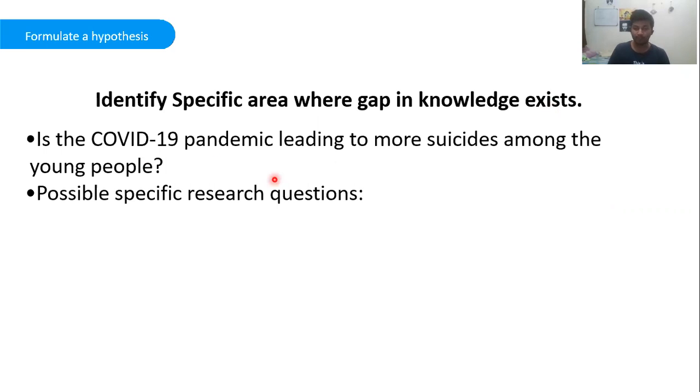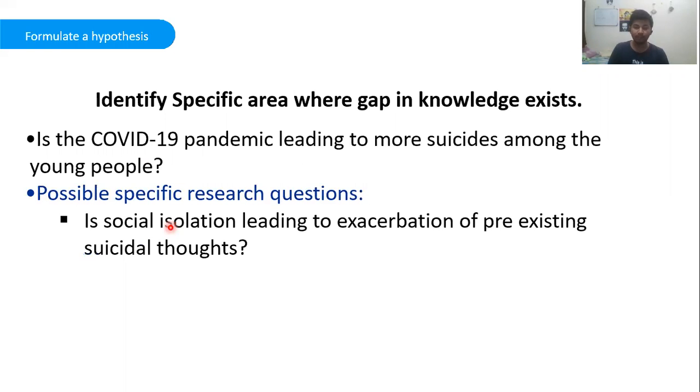So in this also we will do that. If you have this, is the COVID-19 pandemic leading to more suicides among the young people? So what are the possible research questions here? One is social isolation leading to exacerbation of pre-existing suicidal thoughts? This could be one reason. Another thing could be, what I'm doing is, from this basic idea, I can form any type of question. So what are the kind of specific questions that are possible?